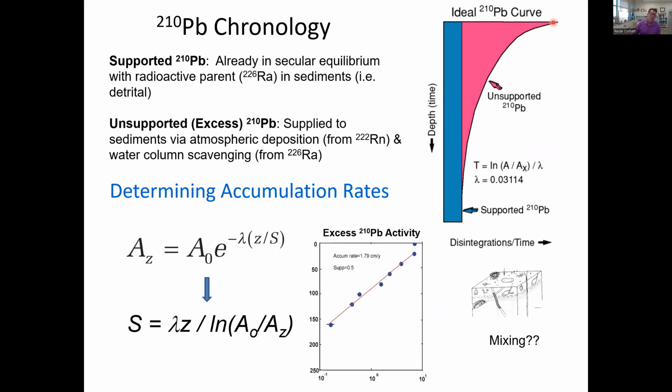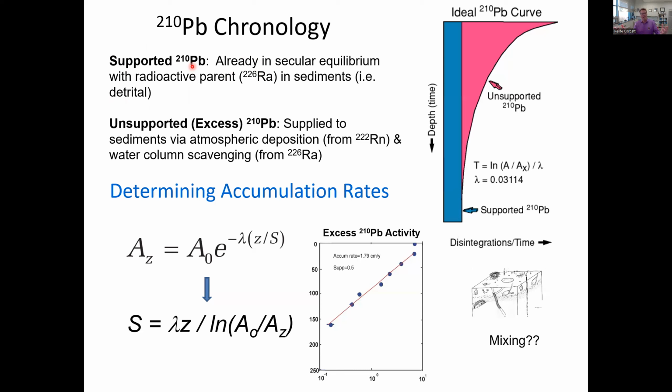And going down core, what you'll find is that there is some supported lead-210 found within the grains of material, right? Whether it's sediments in a marine environment or the soils that you might find in a wetland. Within the mineralogy, within the minerals of those sediments, you have radium-226, that direct parent, within that matrix. And so you have already lead-210 being supported by radium-226 in secular equilibrium, same activity within those sediments.